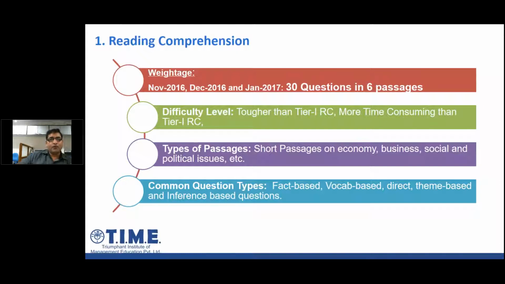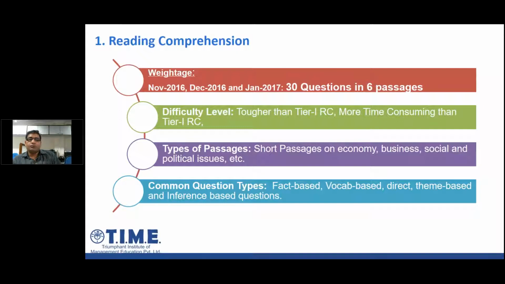Now, what do we mean by indirect questions, and what do we mean by direct questions? Direct questions are questions that can be answered based on just the information given in 1 or 2 sentences. Whereas indirect questions can be answered only if you understand the overall complete passage. For example, if I say what is the theme of the passage, that's an indirect question. If I say why did the author mention Tendulkar, let us say, in the first para, that is a direct question. So this is the general picture of reading comprehension.